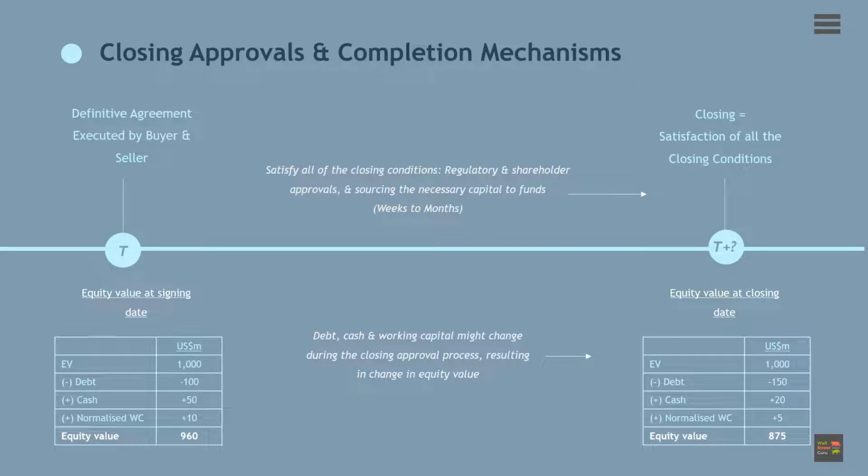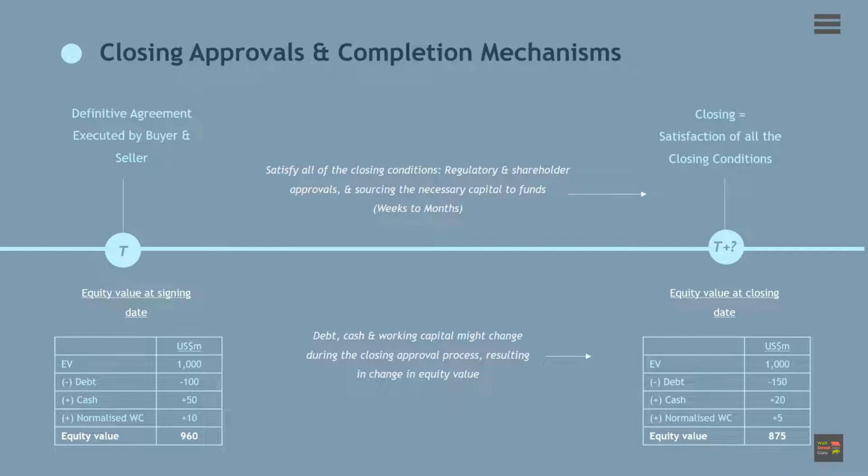The bottom of the chart shows a potential problem which both buyer and seller need to consider during the weeks to months period before closing. Think about it. When you sign a definitive agreement, the equity value is calculated by deducting the debt, adding excess cash and normalized working capital to enterprise value on the signing date. But the debt, cash and working capital of the company might change from the time of signing until the actual closing date, resulting in a change in equity value.